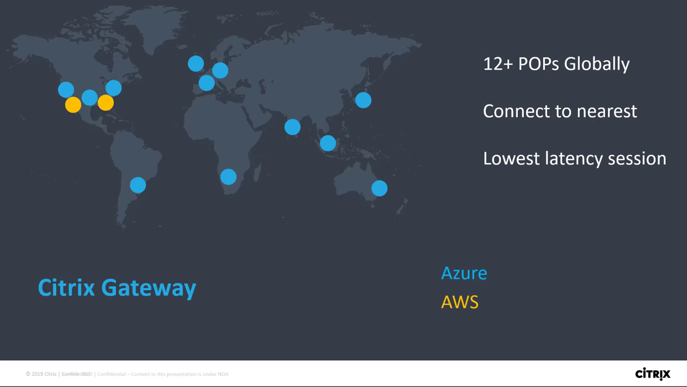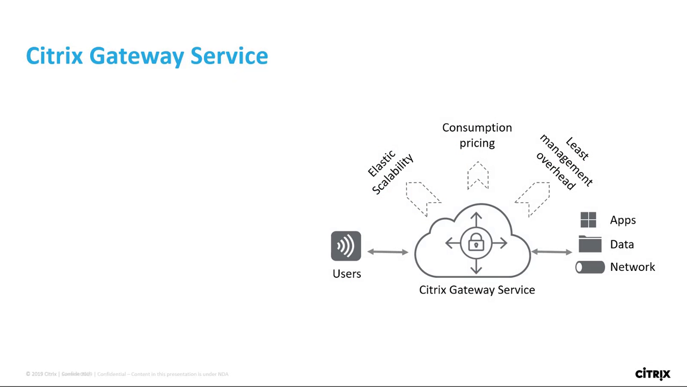The Gateway service is hosted at one of 12 plus POPs. There's 12 in existence today across Azure and AWS clouds, and at Citrix Synergy, a couple more were announced that are soon to come. Having those around the world is going to allow the Workspace user to connect to the nearest one, which is going to provide a low latency session. Getting access to one of these POPs closer to the endpoint is going to reduce that latency and obviously optimize the user experience.